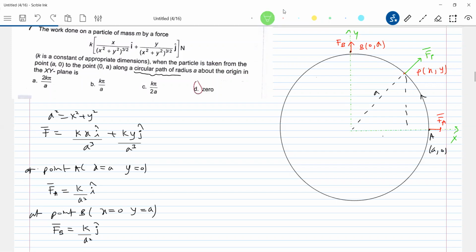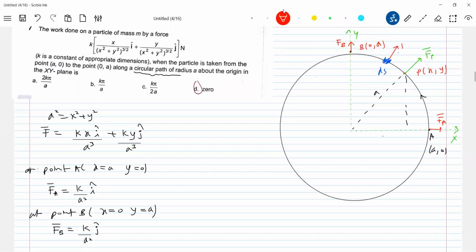Okay, so everywhere the force will be acting normal to the path. What is the path? This is the path, whereas the force will be acting perpendicular to it. So how is the displacement? Perpendicular to the force. The force is acting perpendicular to displacement, and therefore work done is 0.